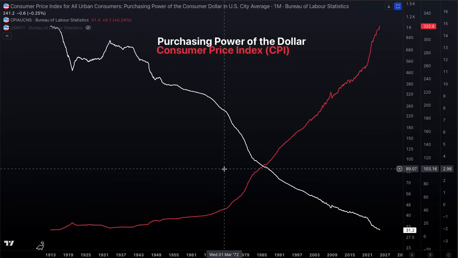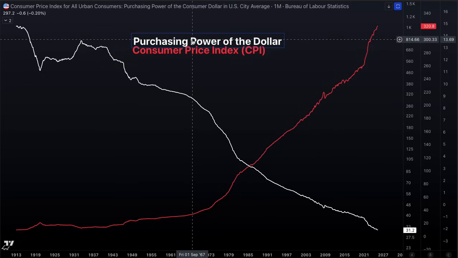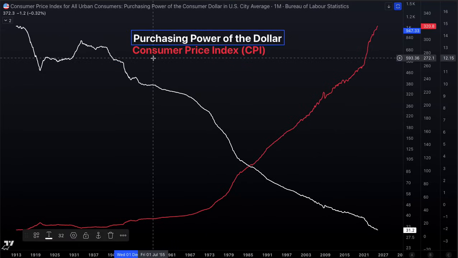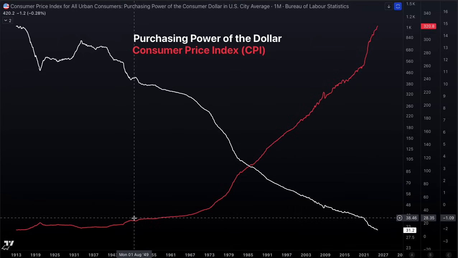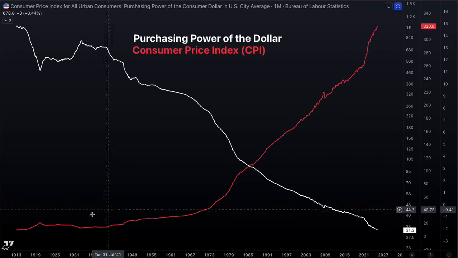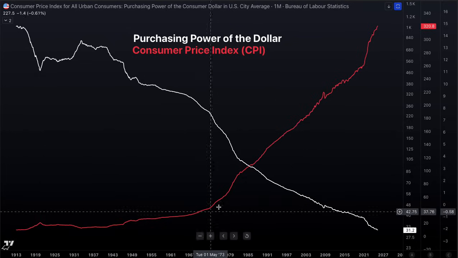Well, here is the impact of the money supply. So here in white, we have the purchasing power of the dollar going back to 1913. And then in red, we have one measure of consumer price inflation, which is the CPI index. And this red line shows the actual index. A lot of people don't know this, but CPI is actually this red line.